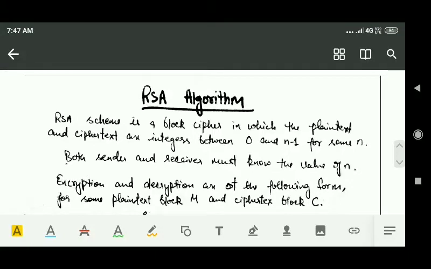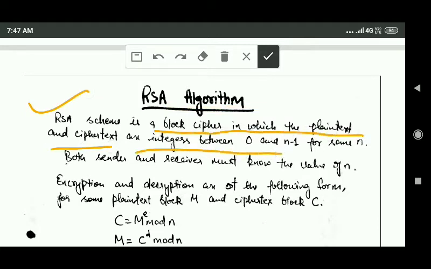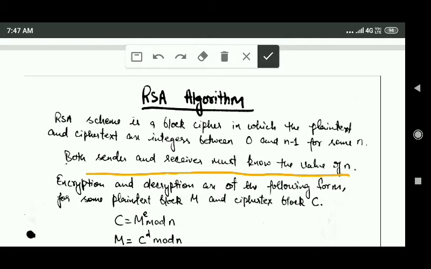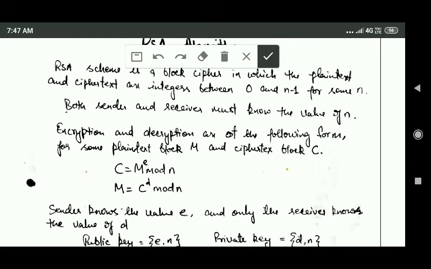Hello friends, welcome back. In this tutorial, we will study the RSA algorithm. The RSA scheme is a block cipher in which the plain text and ciphertext are integers between 0 and n minus 1 for some n. Both sender and receiver must know the value of n. And encryption and decryption are of the following form, as you can see here.